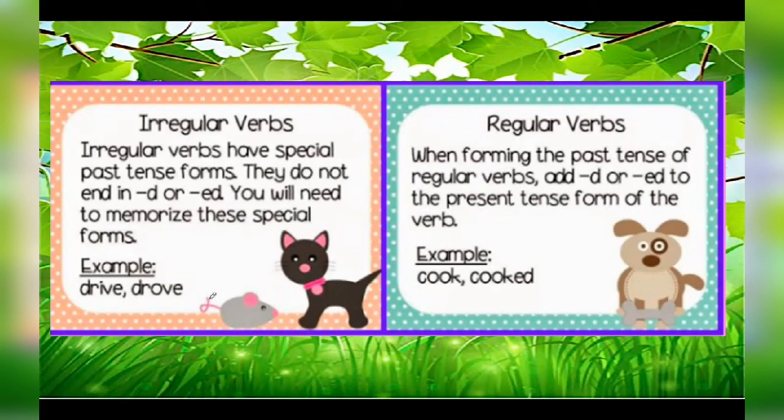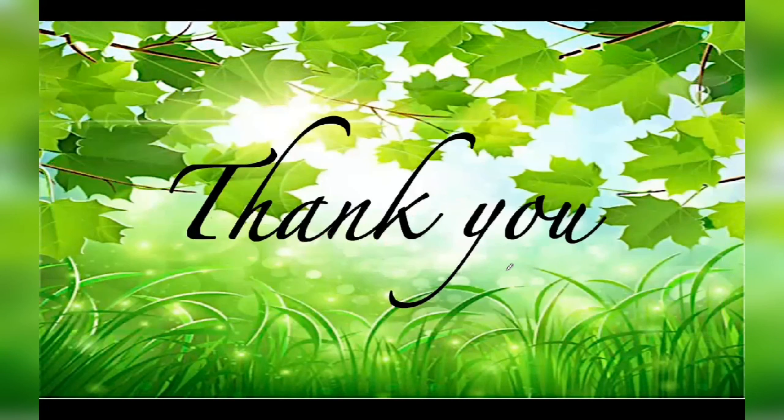And what are the regular verbs? When forming the past tense of regular verbs, we just add D or ED to the present tense form of the verb, like cook, cooked. Regular verbs are the verbs that only need D or ED added to change them into past tense. Okay, so this was our today's lesson.